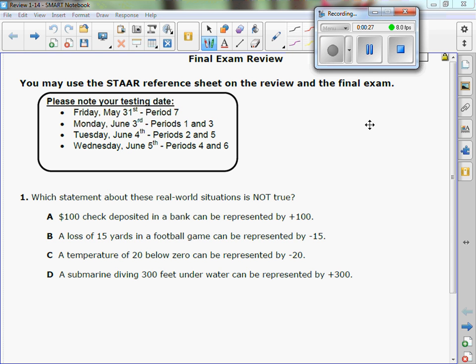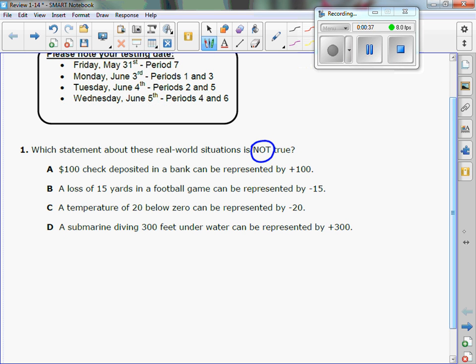All right, number 1. Which statement about these real-world situations is not true? So just to help us keep true versus not true together, next to each answer choice as we read them, we're going to write true or false next to them. Letter choice A says a $100 check deposited in a bank can be represented by a positive 1,000. And that's true. A deposit is positive, while a withdrawal is your negative, taking money out. So that would be a true statement.